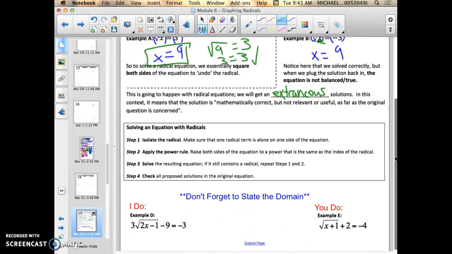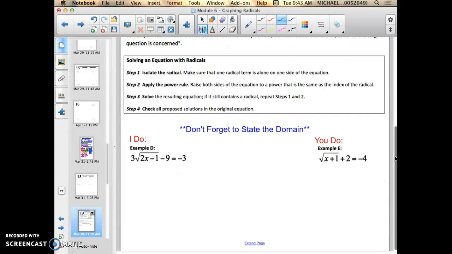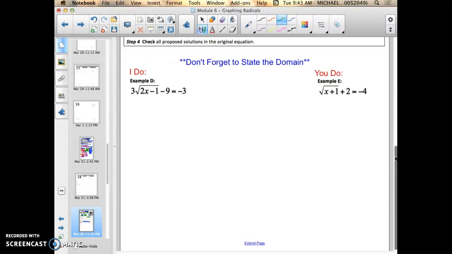Anytime you have a solution that you've stumbled upon, there will be times when it doesn't work because we're taking the square root or cube root, whatever it might be, and it doesn't work in the example. It doesn't equal itself out. So you have to be aware of that moving forward when solving these types.